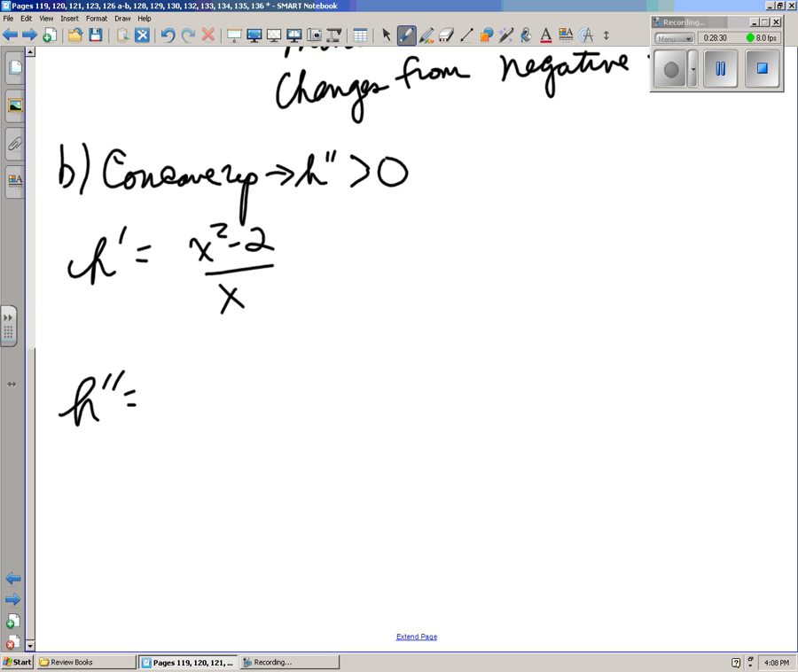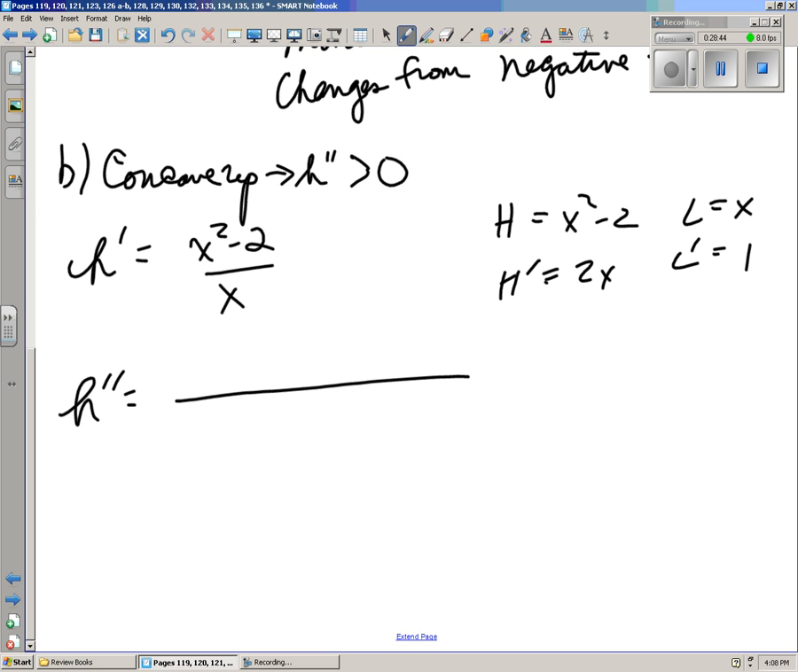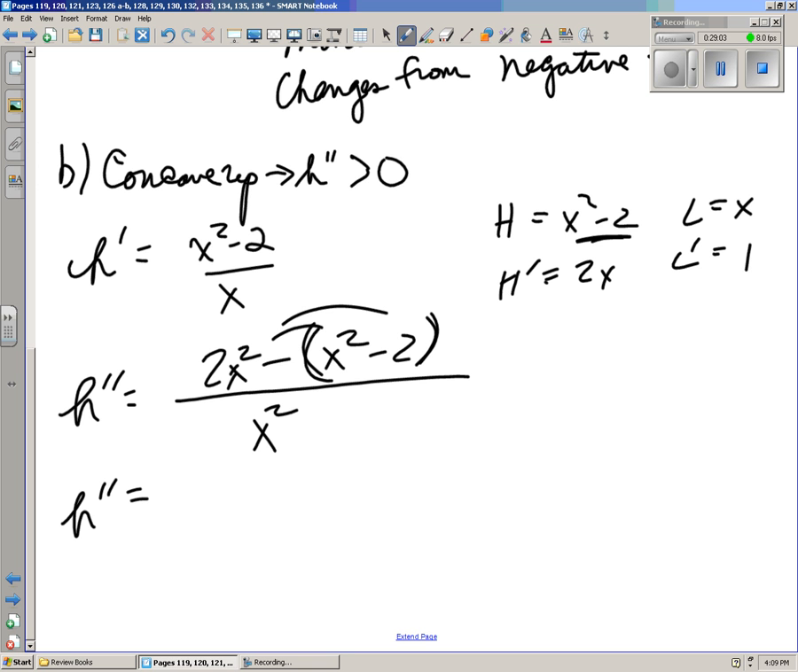So h double prime, let's see. We have our high is x squared minus 2. Our low is x. D high is 2x. D low is 1. So low d high would be 2x squared, minus high d low, which is minus parentheses x squared minus 2. Please use the parentheses, this is coming with two terms. Over low squared, which is x squared. So our second derivative turns out to be (x squared plus 2) over x squared. Interesting.